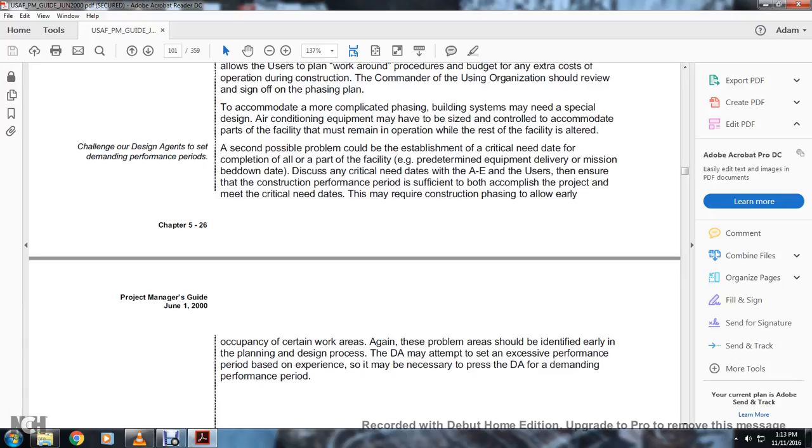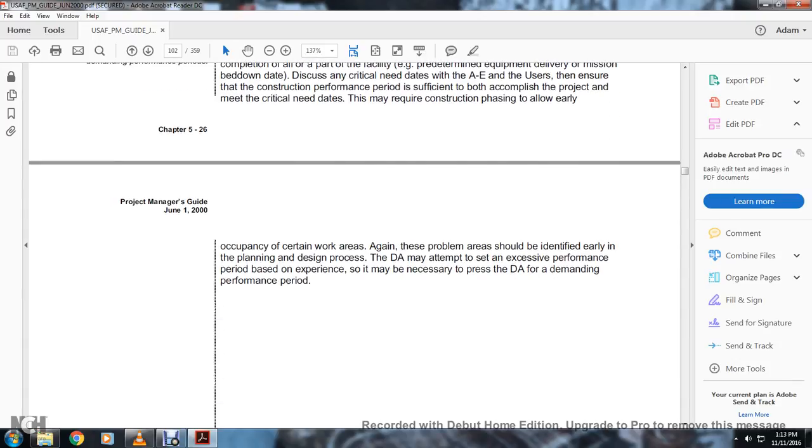The DA may attempt to set an excessive performance period based on experience, so it may be necessary for the DA to demand a shorter performance period.